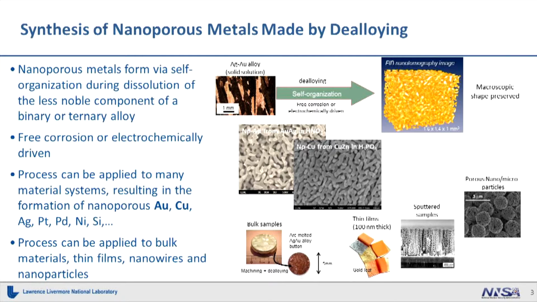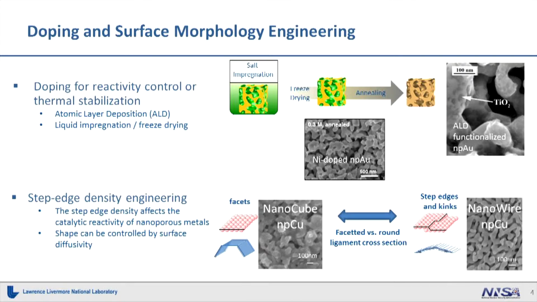An additional degree of control is achieved by engineering the surface composition and morphology. And a general approach to do this is atomic layer deposition, ALD, or liquid imbibition followed by freeze drying. ALD is a gas phase-based vapor deposition technique that allows for uniformly coating ultra-high aspect ratio materials with very thin layers. And we have atomic control of the thickness of the material that allows us to coat materials like nanoporous metals with an aspect ratio of about 1,000 or even higher.